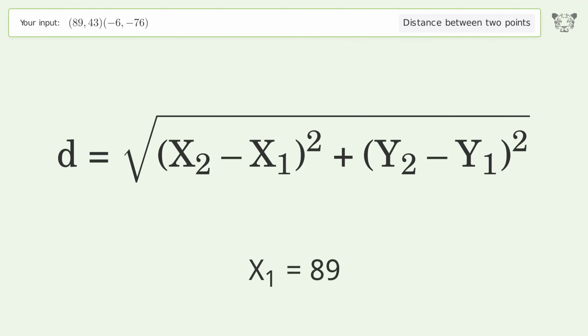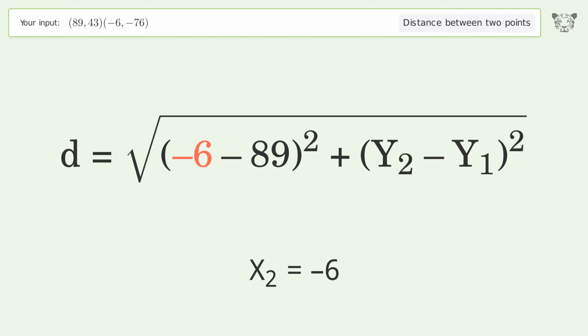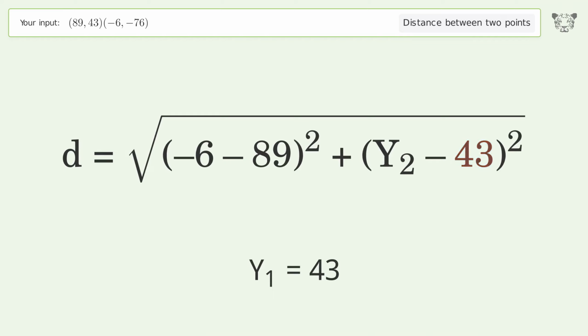x1 equals 89. x2 equals -6. y1 equals 43. y2 equals -76.